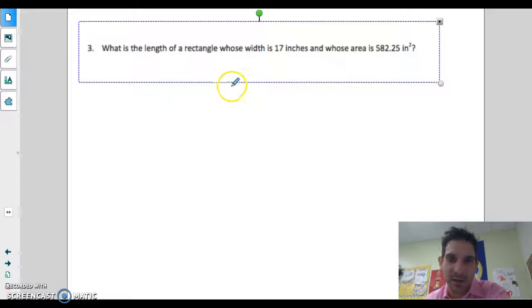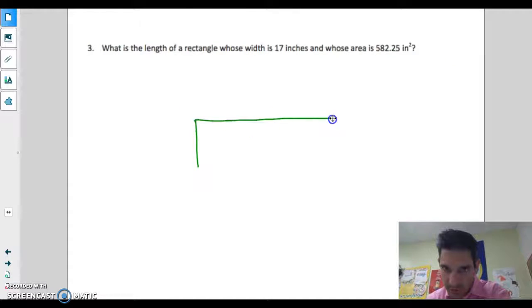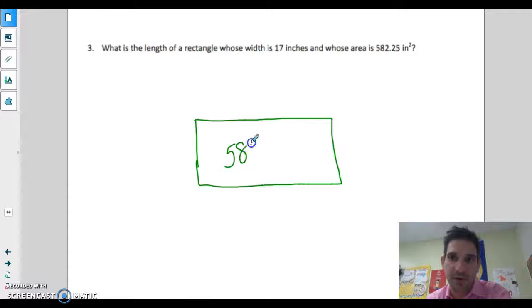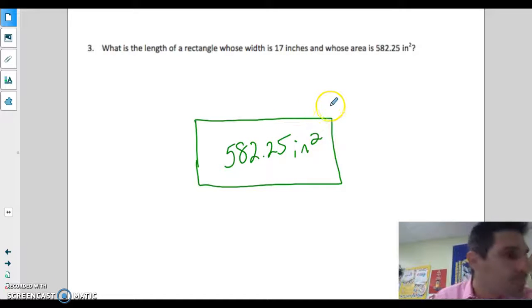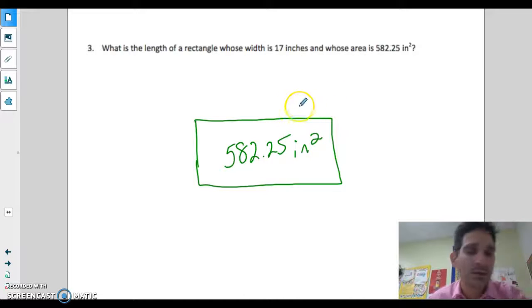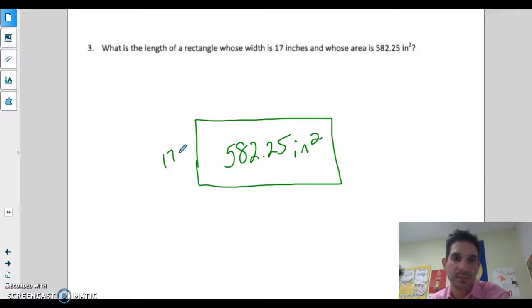What is the length of a rectangle whose width is 17 inches and an area of 582.25? Okay, so I know that this is 582.25 because that's the area. And you could say the width is 17. So let's call this the width, inches. Well, the formula for area is length times width. And if I know the width and I know the area, to find the length, I divide. Obviously, because that's what we're doing in the lesson.